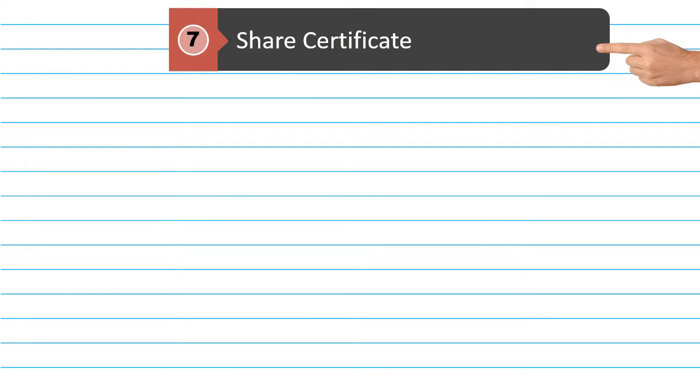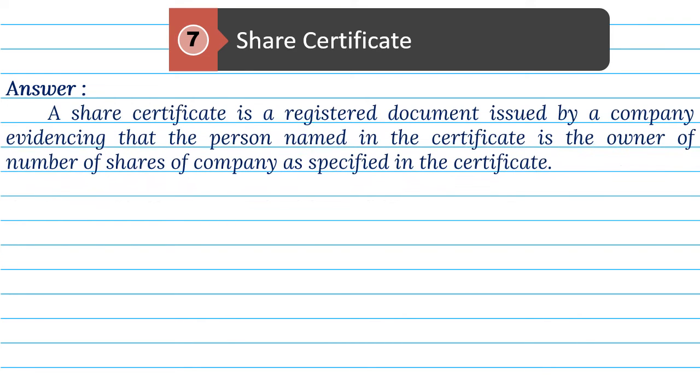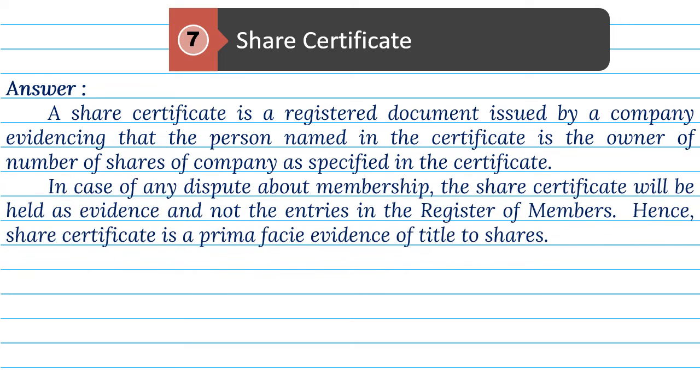7. Share certificate. Answer. A share certificate is a registered document, issued by a company, evidencing that the person named in the certificate is the owner of number of shares of company, as specified in the certificate. In case of any dispute about membership, the share certificate will be held as evidence, and not the entries in the register of members. Hence, share certificate is a prima facie evidence of title to shares.